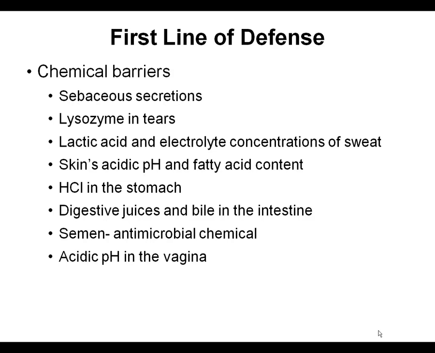We have an enzyme within our tears and in our secretions called lysozyme, and this is an enzyme that essentially breaks down the gram-positive cell wall, so it's very effective against those upper respiratory infections, those infections that could be of the eye or the skin. You also produce lactic acid and have some specific electrolyte concentrations in the sweat that make the bacteria unable to survive in those conditions.